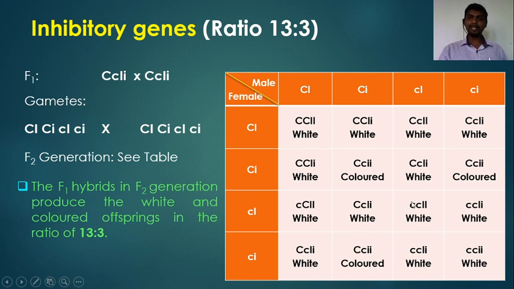The C gene gets expressed under the condition when the I gene is recessive. Under such a condition only, the C gene is able to express itself. So three genotypes, that is capital C, small i, small i, these three genotypes are colored, while the remaining 13 individuals are white. Okay, so this is about the inhibitory genes.